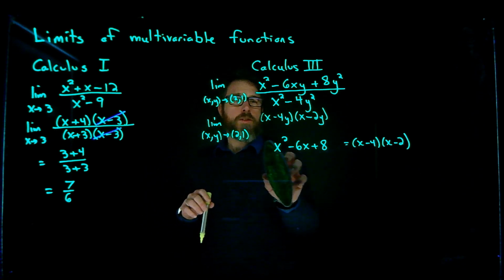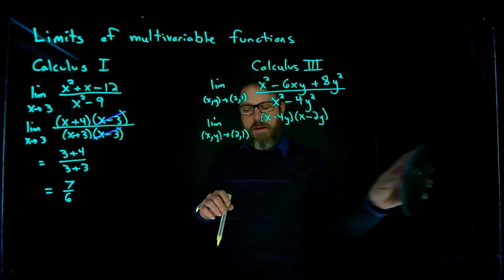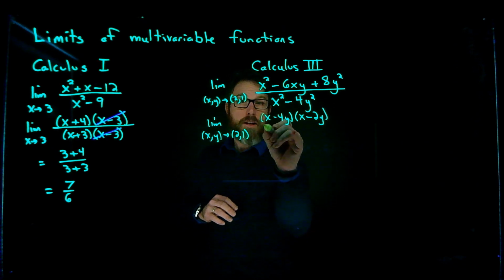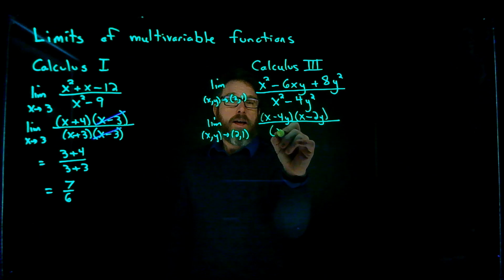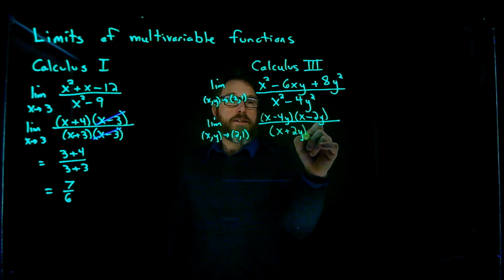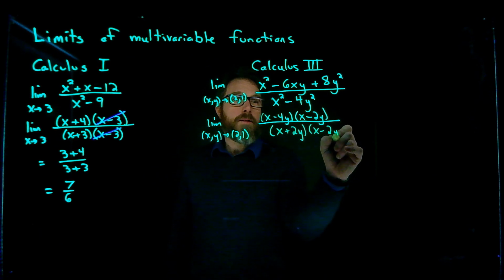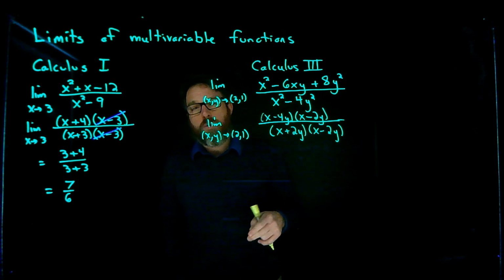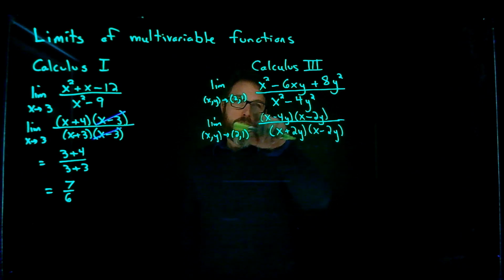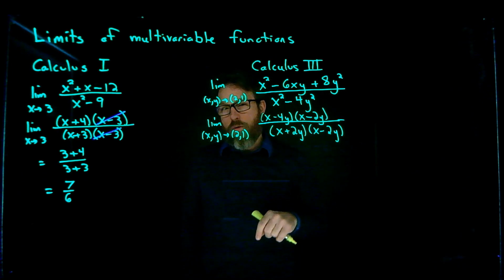And very similar for the bottom. Our denominator is nothing more than a difference of squares, so x plus 2y times x minus 2y. Now, the first thing we would try to do to find the limit is plug in 2 comma 1, and we'll see that we get 0 over 0 again.